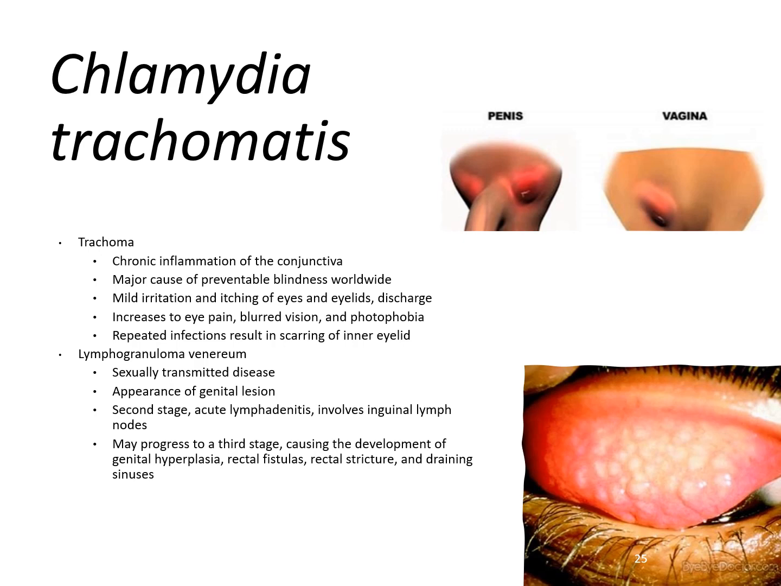Lymphogranuloma is a sexually transmitted disease, and it appears with genital lesions. These lesions will appear within the lymph nodes around the genital area, and it can progress to a third stage, causing the development of genital hyperplasia, fistulas, and different other problems and complications.